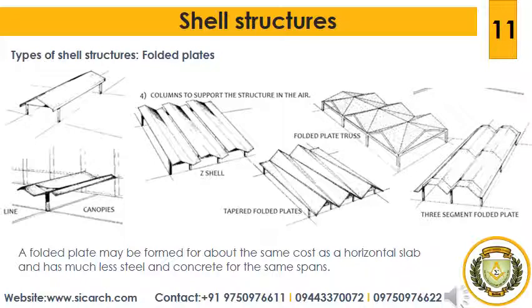The distinguishing feature of a folded plate is the ease in forming plane surfaces. A folded plate may be formed for about the same cost as a horizontal slab and uses much less steel and concrete for the same spans. The principal components in a folded plate structure consist of inclined plates, edge plates, which must be used to stiffen the wide plates, stiffeners to carry the loads to the supports and to hold the plates in line, and columns to support the structure in the air.